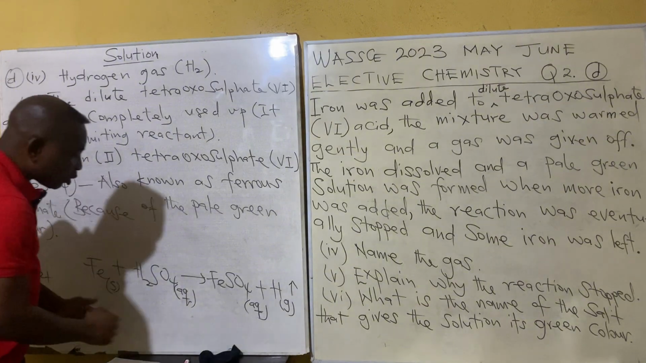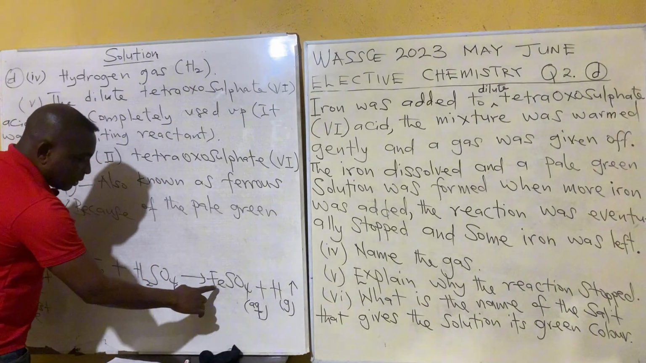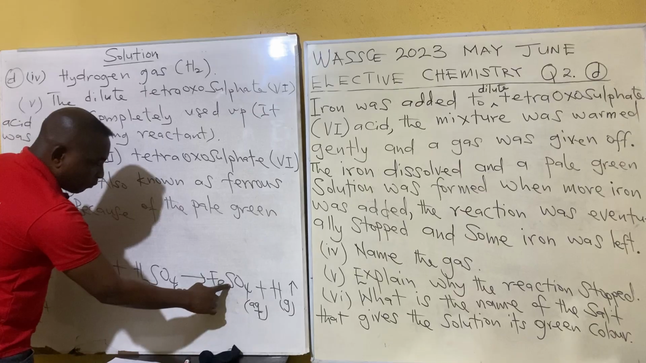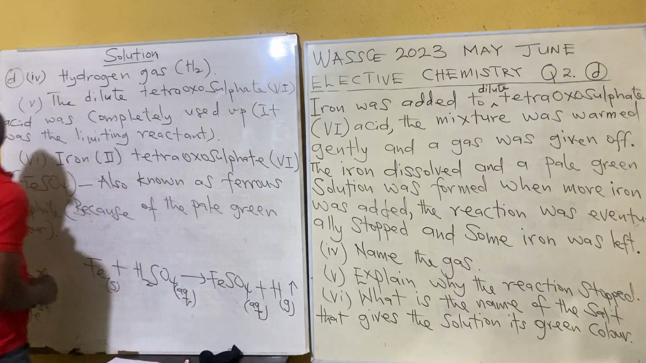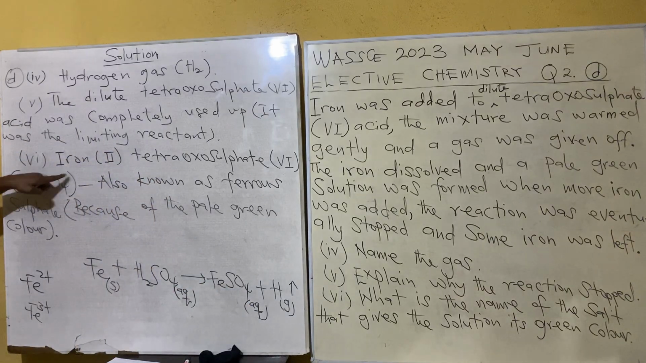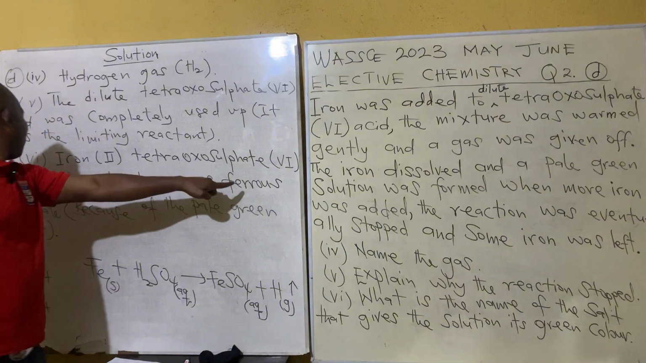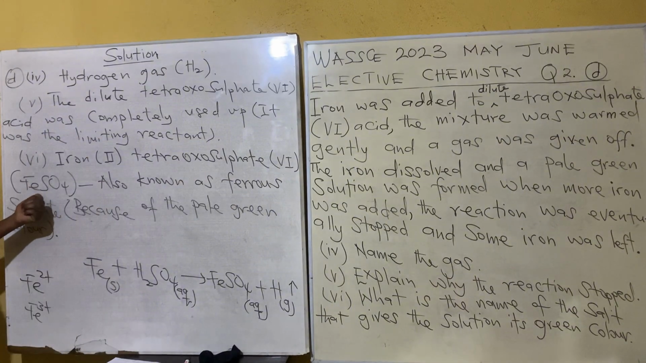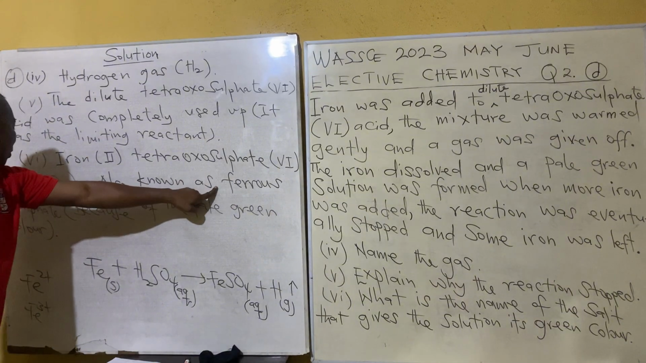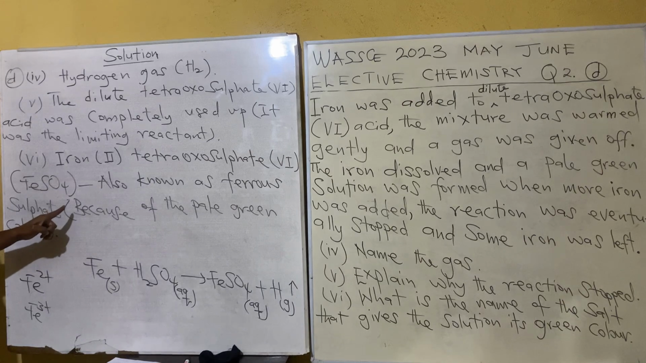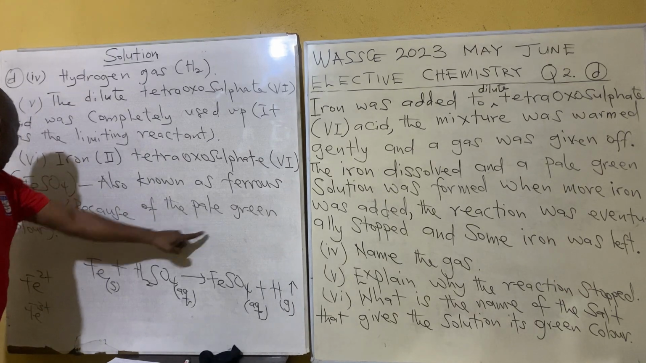So the salt that was formed was iron 2 tetraoxosulfate 6. So VI, iron 2 tetraoxosulfate 6, also known as ferrous sulfate because of the pale green color.